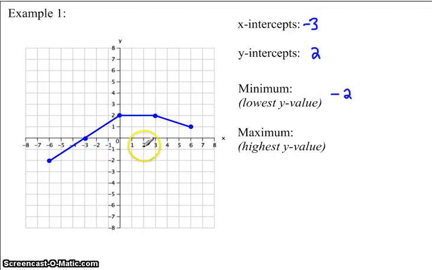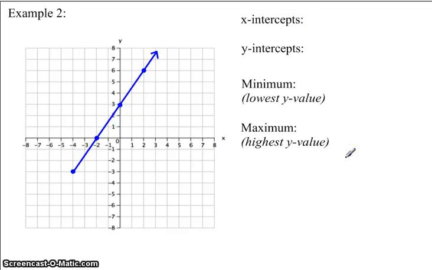And the maximum is the highest, so it kind of flattens out up here, and that happens to be at a y value of 2. That's the highest value. And that's it. So we got our two intercepts and our minimum and maximum. All right, on to the next graph. Again, pause the video here, copy this down, and then resume it when you're ready.